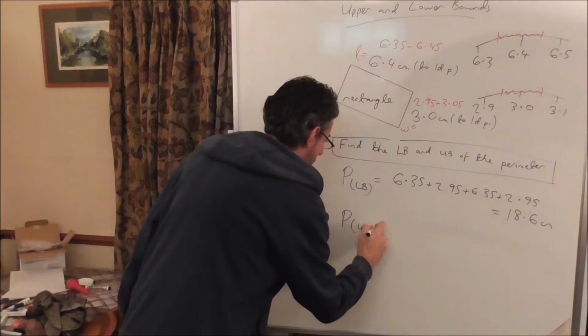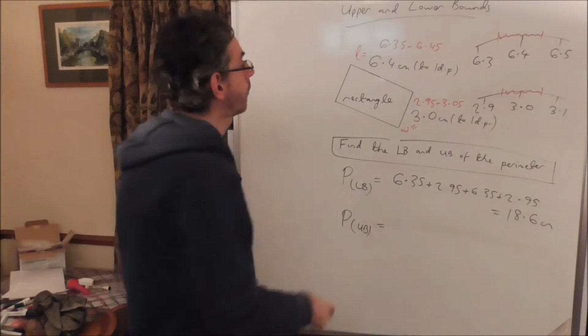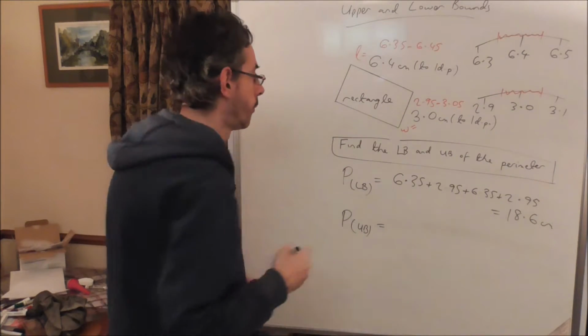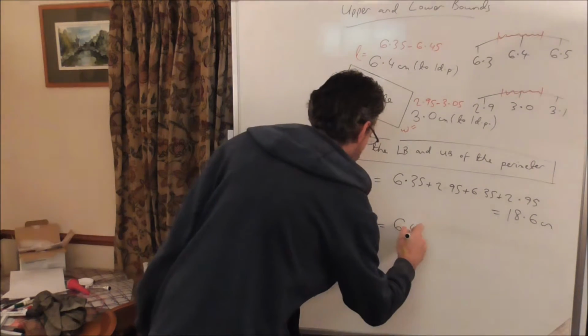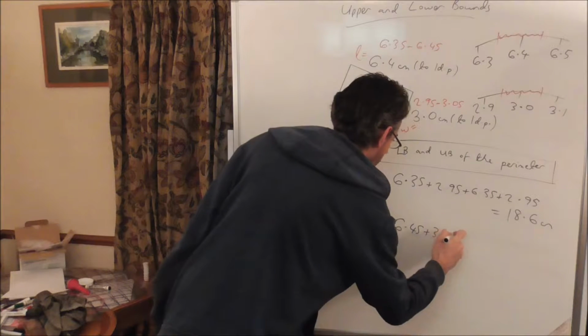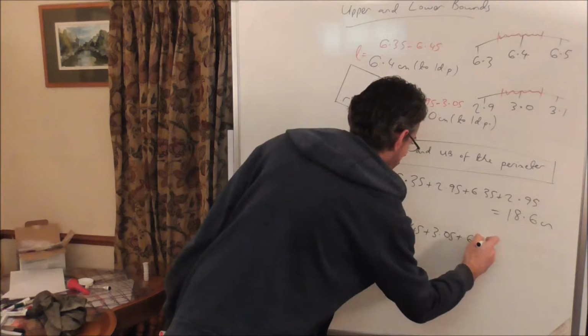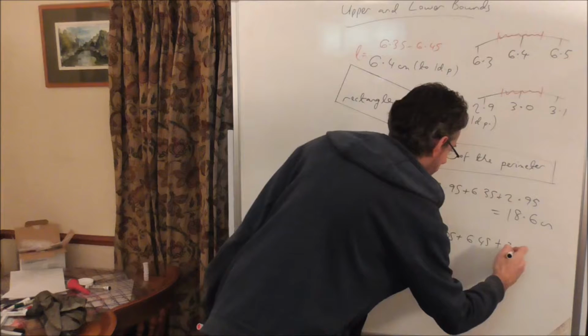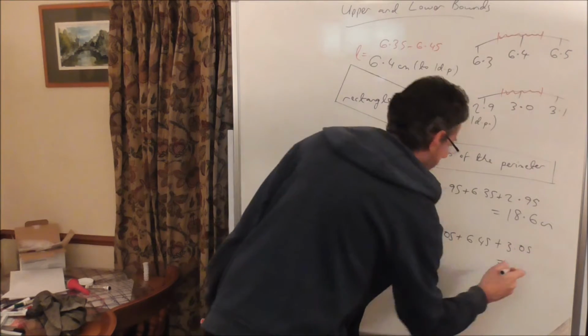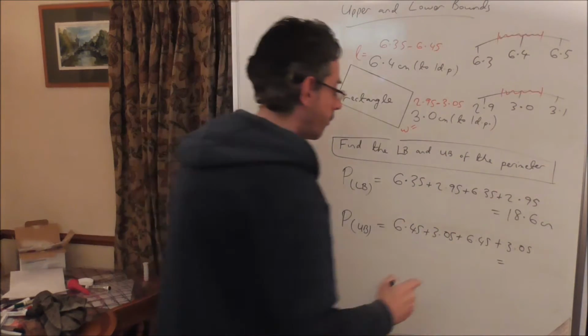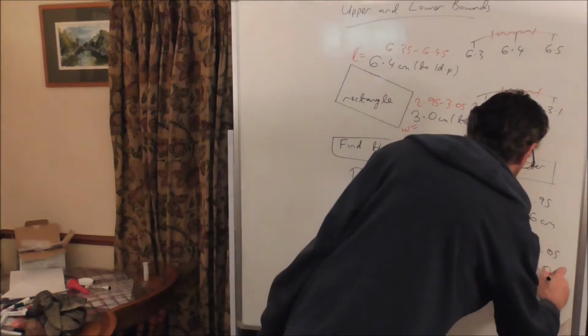And to find the upper bound for the perimeter, you just use the upper bounds for the length and the width. So you just do 6.45 plus 3.05 plus 6.45, going around the shape, plus 3.05. And the answer is 19. I'll write it as 19.0.